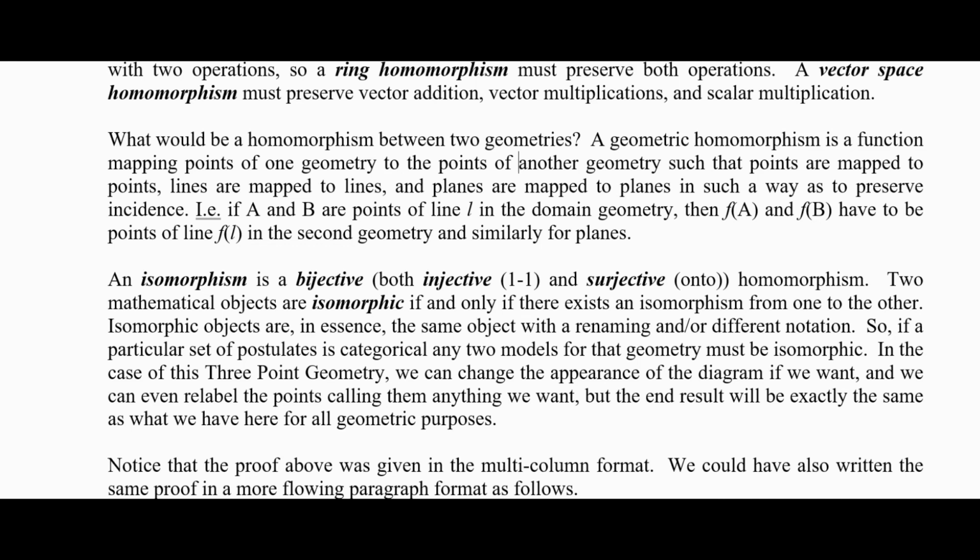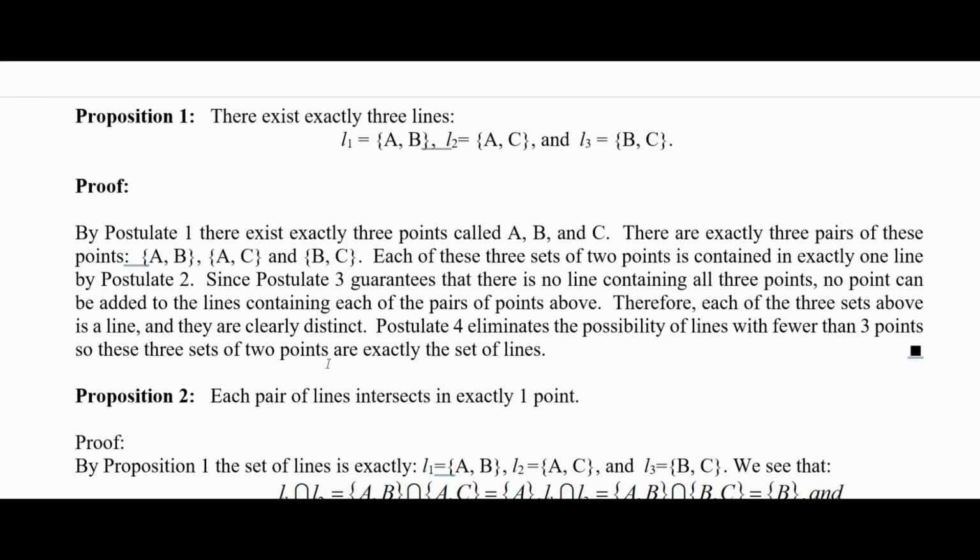Notice that the proof above was given in a multi-column format. We could have also written the same proof in the more flowing paragraph format as follows. Here's the same proof. Proposition 1: there exist exactly three lines. L1 is the set containing A and B, L2 is the set containing A and C, and L3 is the set containing B and C.